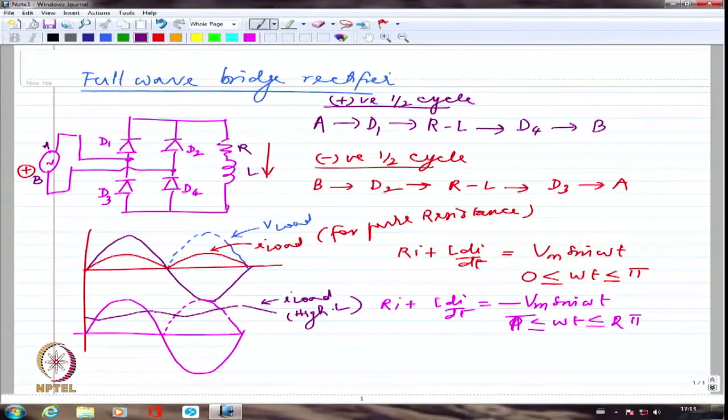Now, because I will have D1 and D4 conducting during this portion, I will have the current flowing in this direction.